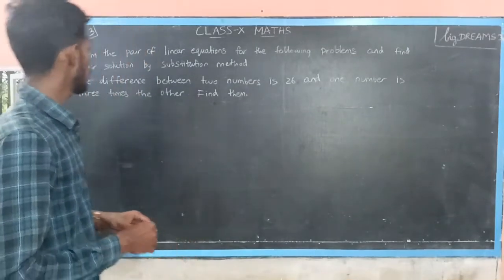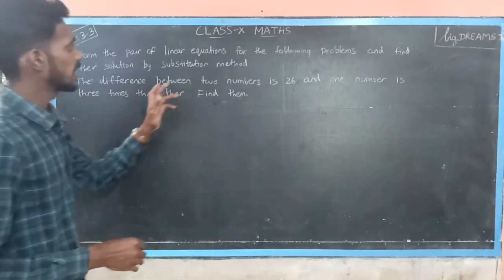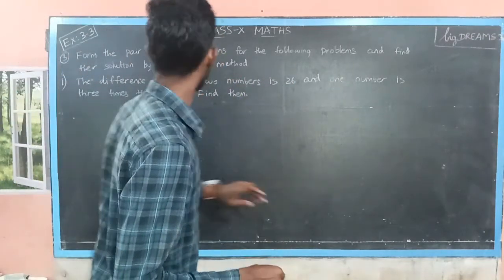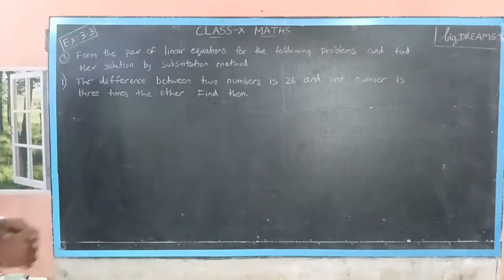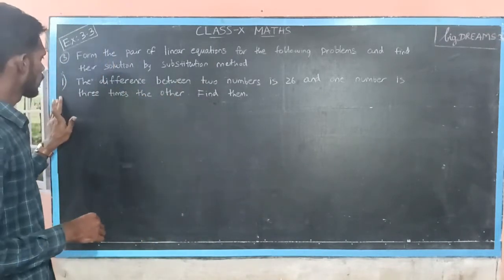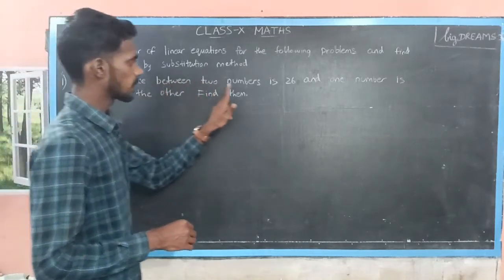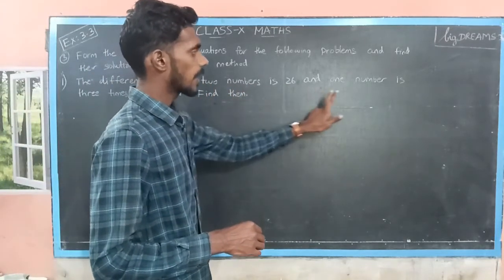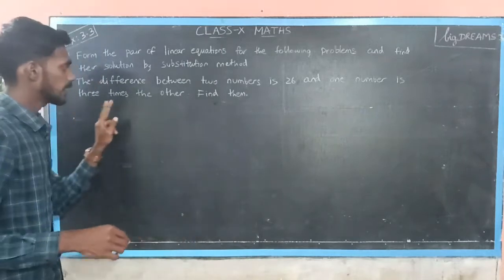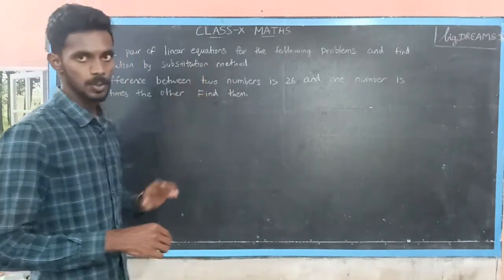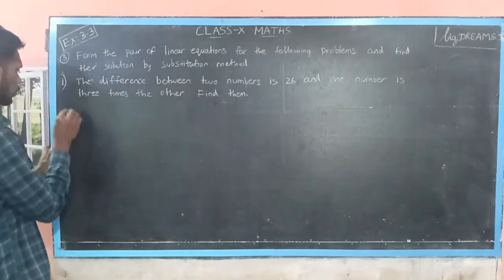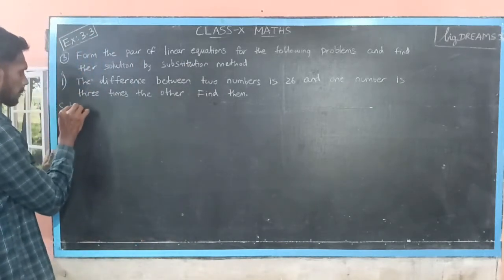Students, next the third question: form the pair of linear equations for the following problems and find their solution by the substitution method. Clear? So, they have given the first subdivision: the difference of two numbers is 26 and one number is 3 times the other. So we have to find them using the substitution method. Let us move to the solution.